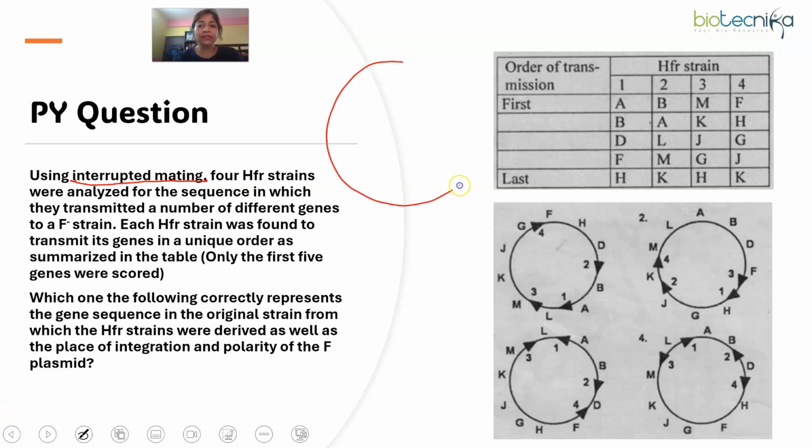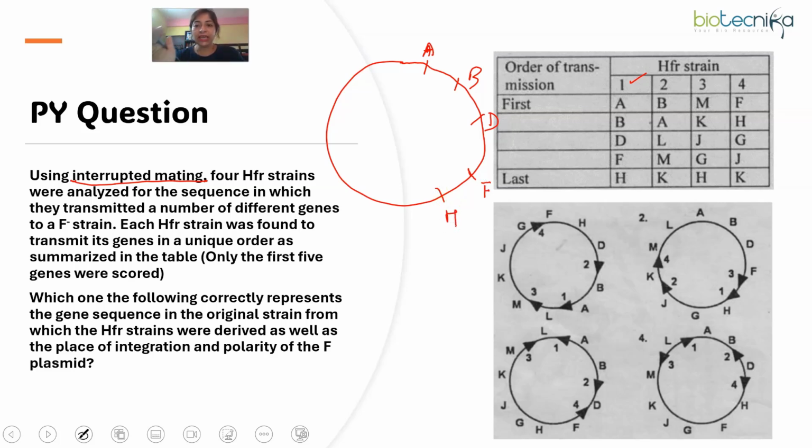So we will start with the circle. Now you see each of the strains one by one, starting with strain 1. In strain 1, first A is going, so they will be placed in the same order in which they are going. That is how we will construct the gene map. So if I am placing A here, that means next comes B, then D, then F, and then H.